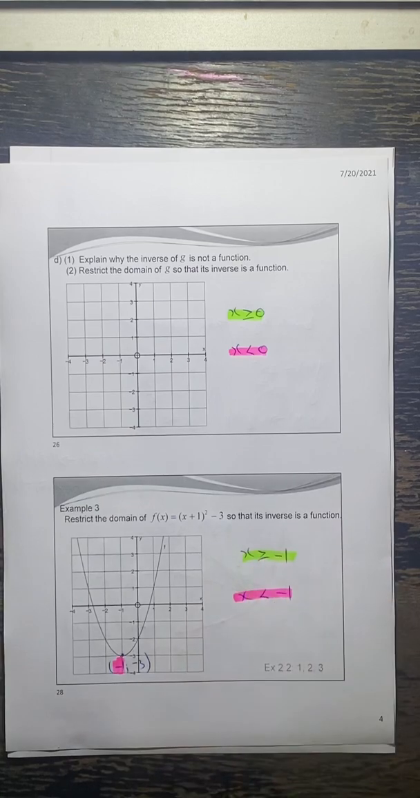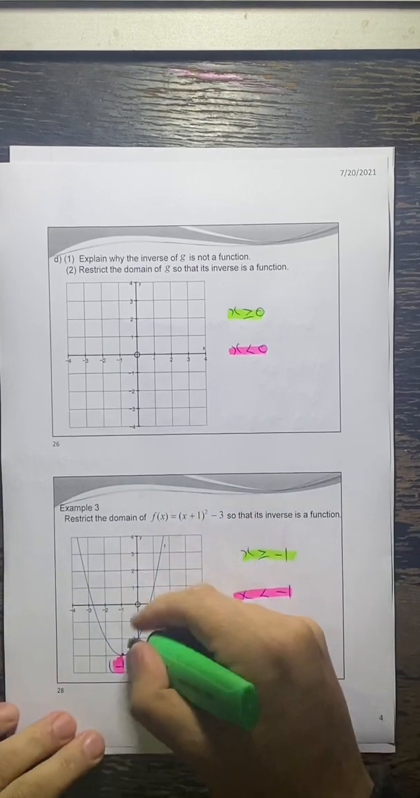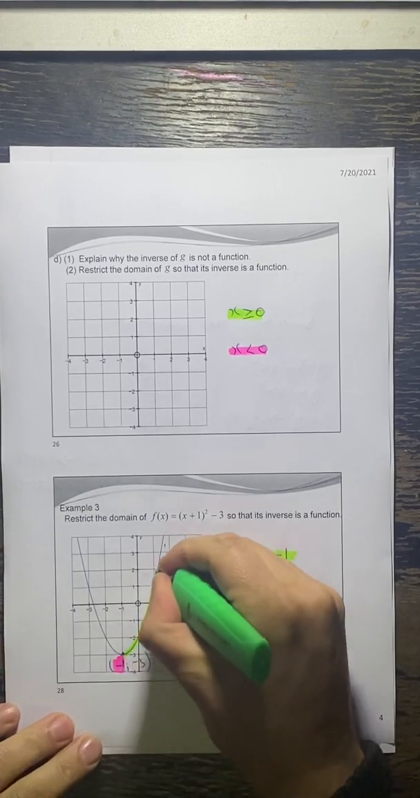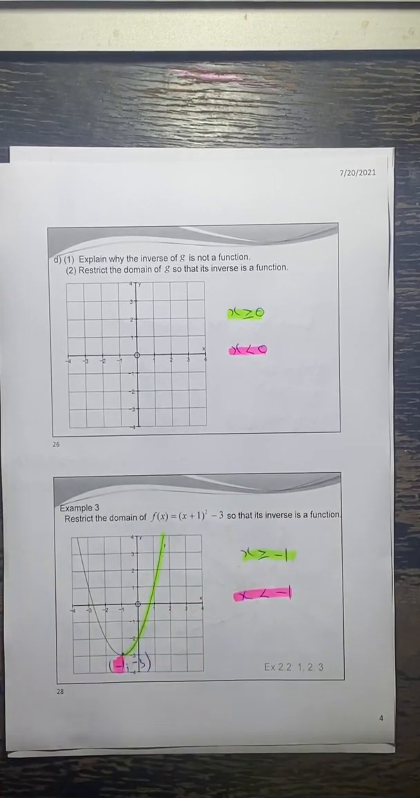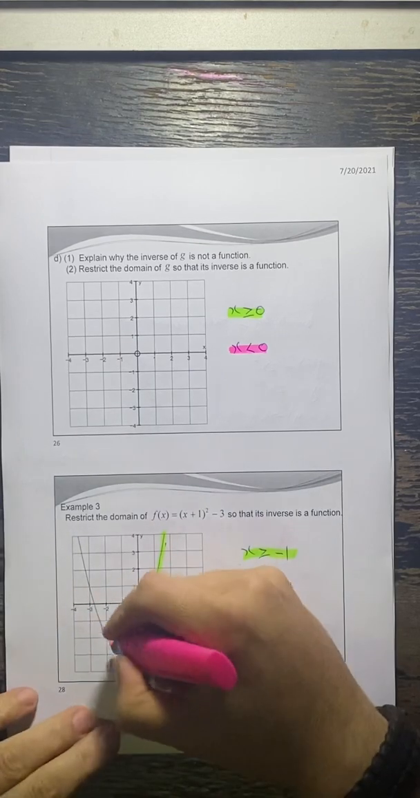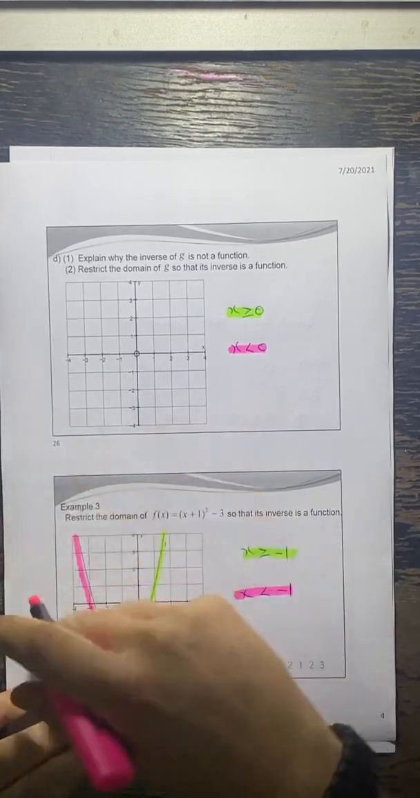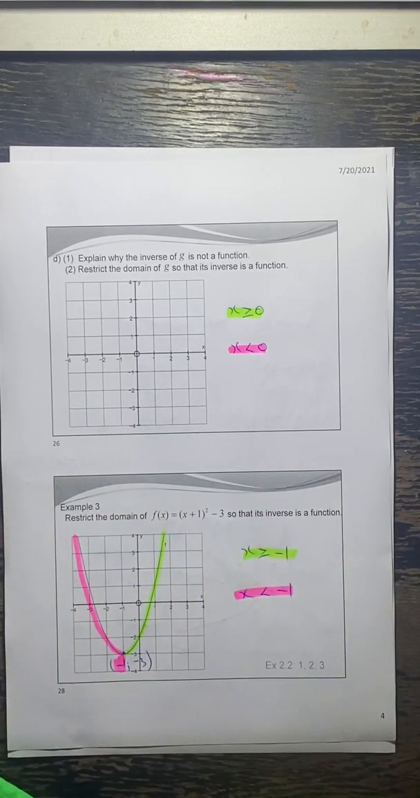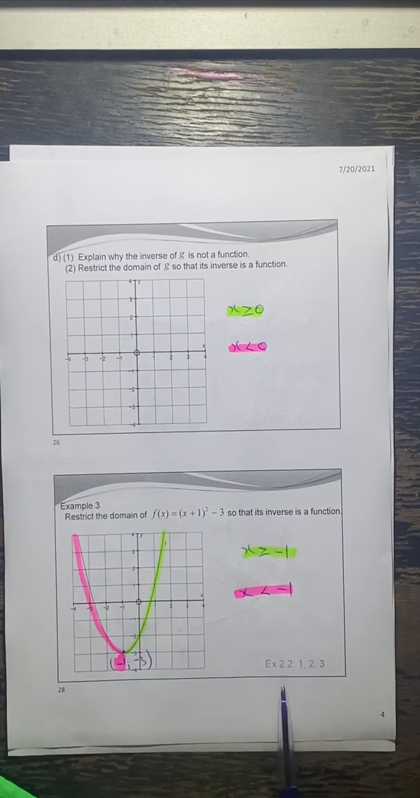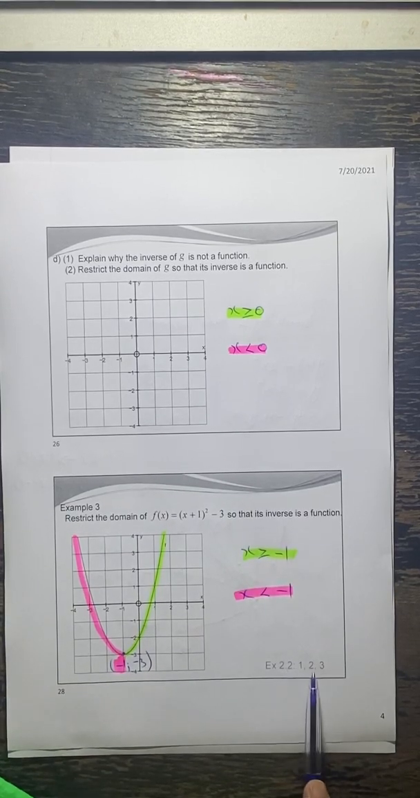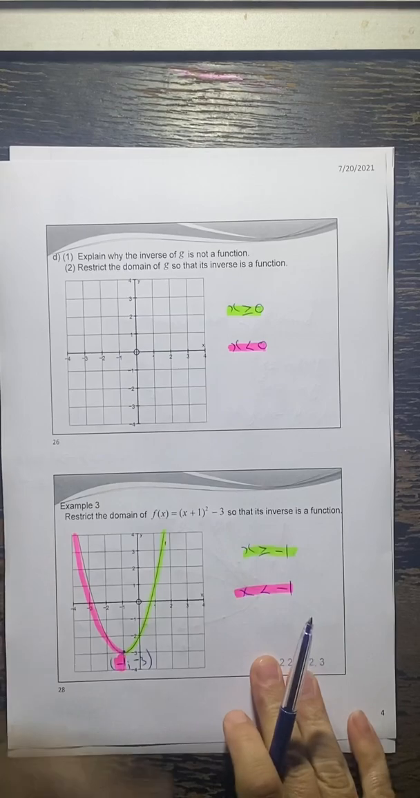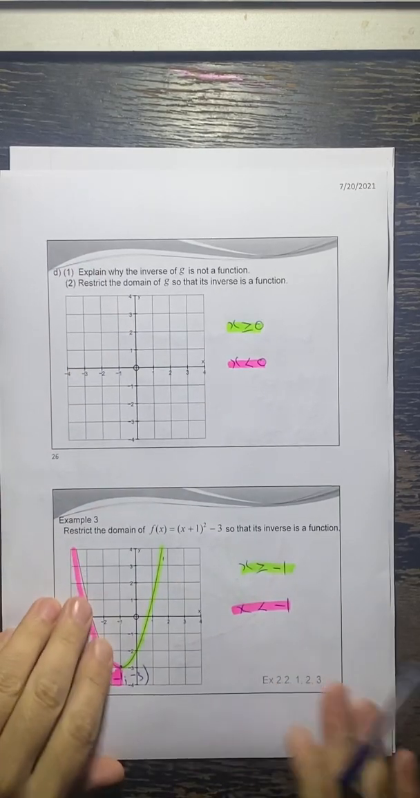So if I restrict it like that, then the inverse would be a function because the green bit would be this arm here, and if we flip that, that would be an inverse. And then we've got the red bit over here. If we flip that, that would be a function. Okay, grade 12, so you can do exercise 2.2, numbers 1, 2, and 3 for me on this work. I just want to finish this off.